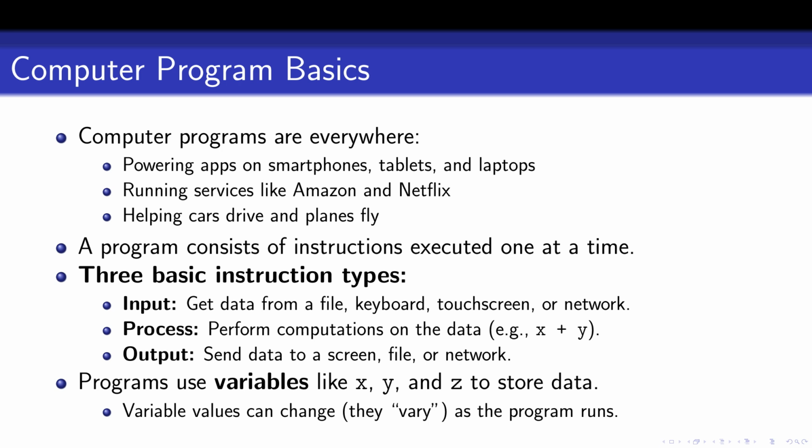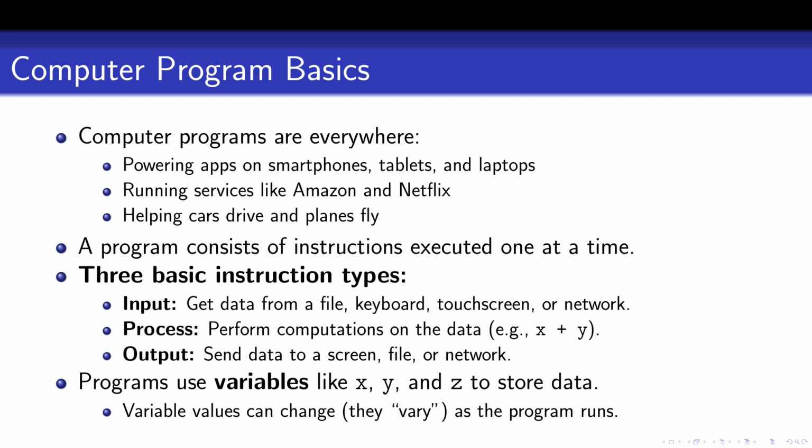Input refers to how a program receives data, for example, from a keyboard, file, or sensor. Processing is where the program performs calculations or logic, like adding two numbers or comparing values. Output is the result of that processing, displayed on the screen, written to a file, or sent elsewhere.